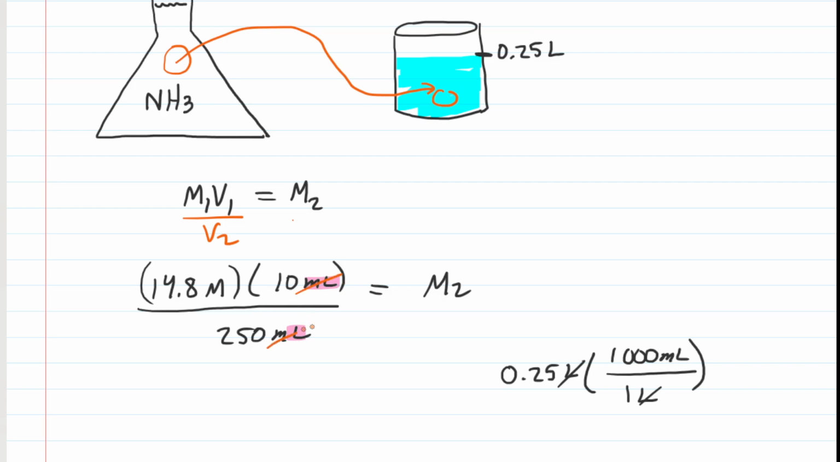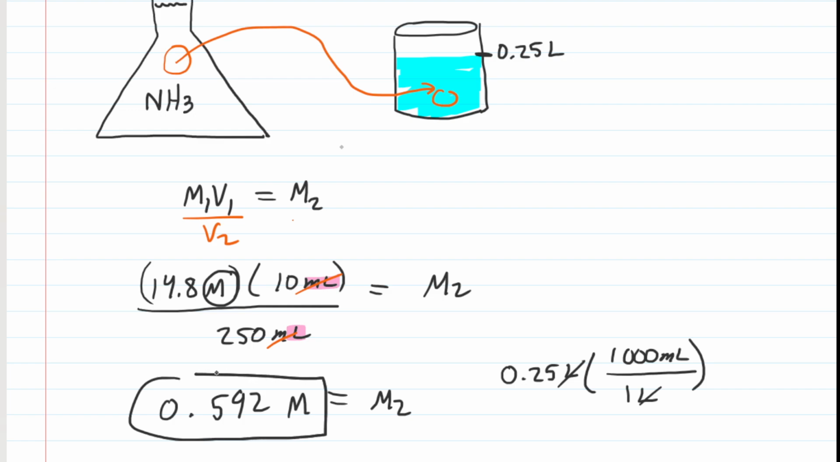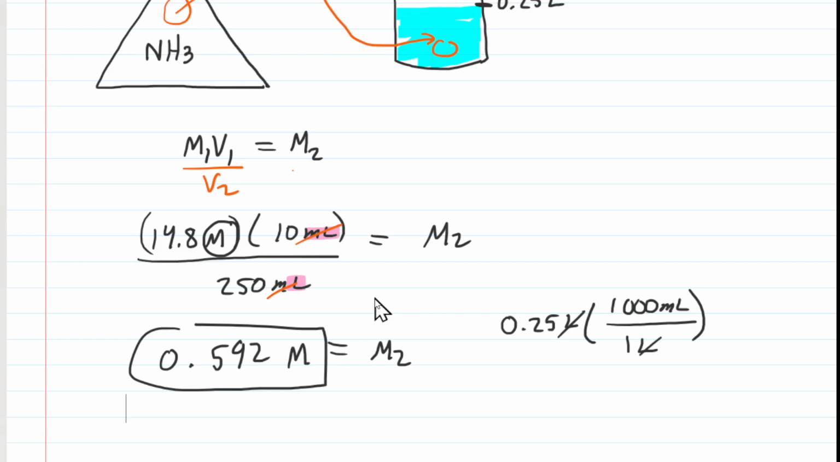Let's pick up our calculators and compute this. And when we do that, we get 0.592. The unit that's left standing is molar. That makes sense because we're calculating a final concentration, so it should be in molarity. Notice it is more dilute. The original stock solution was 14.8 molar. The diluted solution is 0.592 molar.